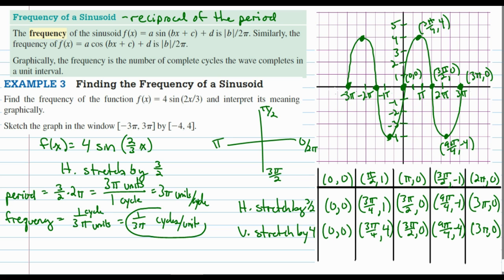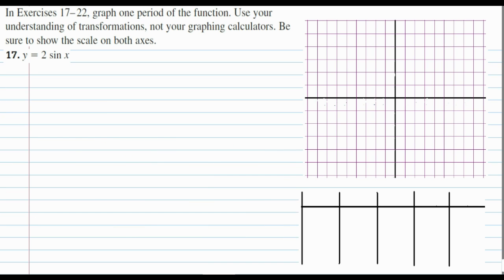I have found the frequency. I have interpreted it. It means there is 1/3 of a cycle per unit. So between 0 and 1 on the x-axis, so this little tiny bit here, only 1/3 of the curve has happened. The rest of it still needs to happen all the way out to 3 pi. Then I've also sketched a curve on a specific window, negative 3 pi to 3 pi by negative 4 to 4.